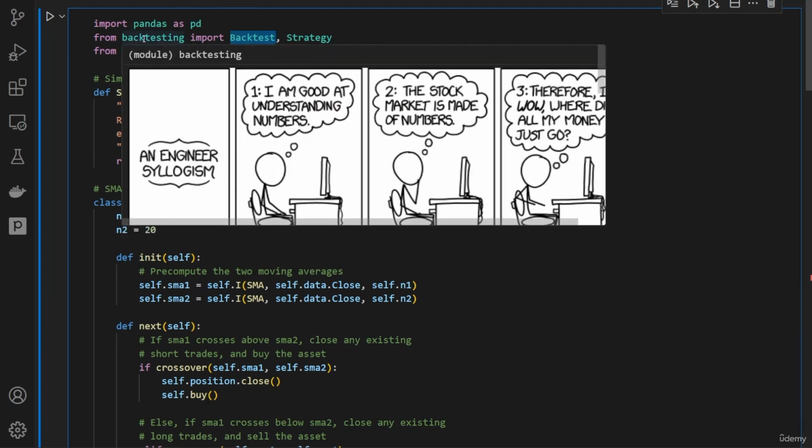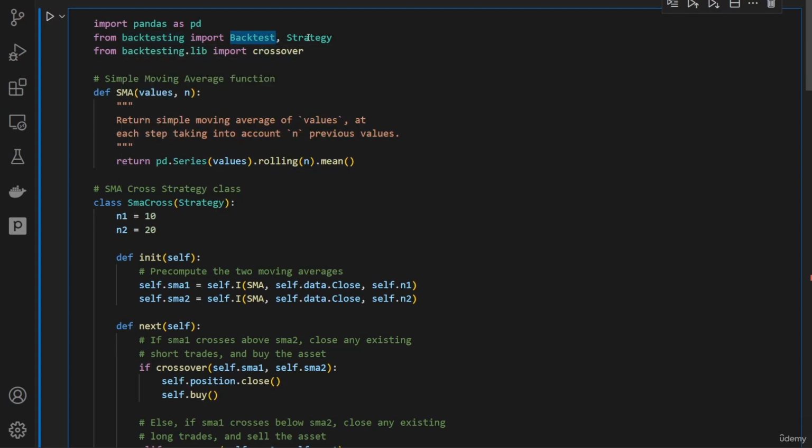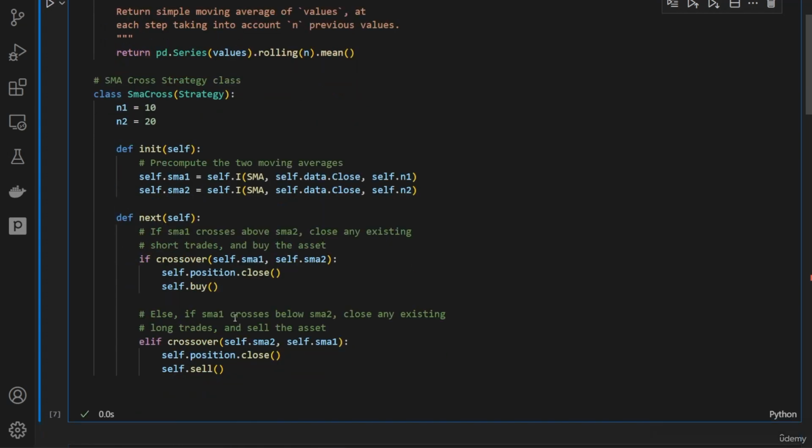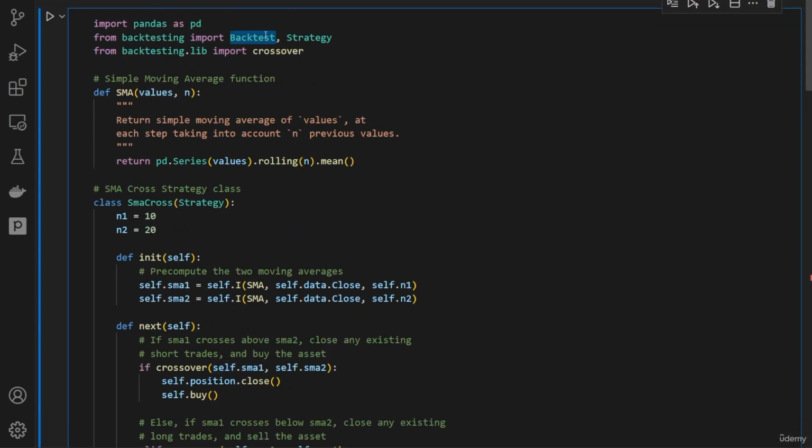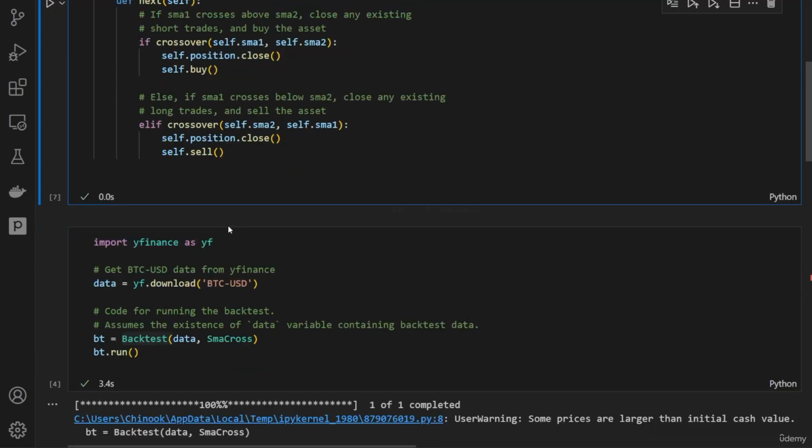So basically from the backtesting package, we're importing two classes, Backtest and Strategy. Strategy will serve to define our strategy. We're inheriting from this one to build our strategy. And Backtest is to run the backtest.